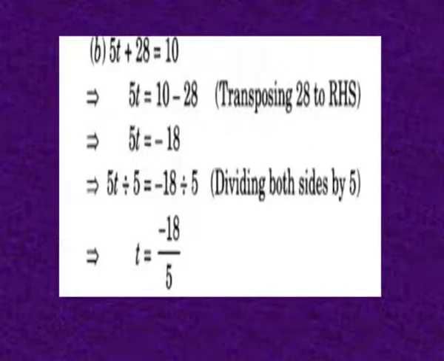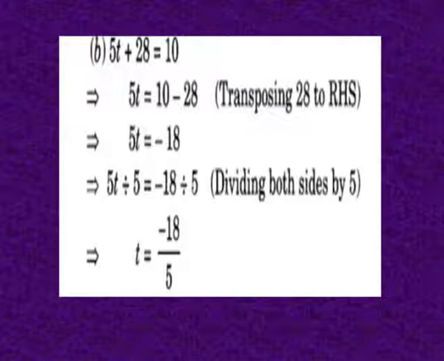B subdivision. 5t plus 28 is equal to 10. Firstly, we are transposing the constant term from the LHS to the RHS. While transposing plus 28 from LHS to RHS, its sign will change. In LHS, the sign of 28 is plus. When it is transposed to the RHS, it becomes minus 28. So our equation becomes 5t is equal to 10 minus 28, which implies 5t is equal to minus 18.